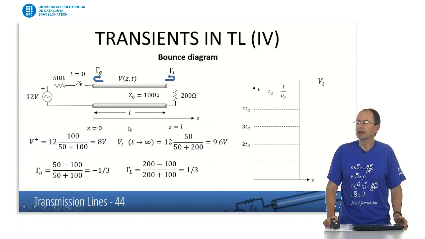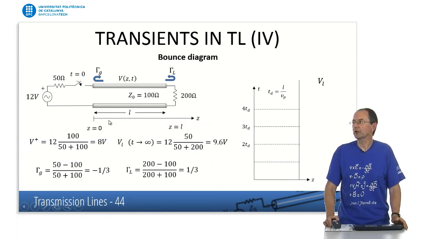Now, let's take a further example, a more complicated one, when we have mismatches both at the input and output ports of the transmission line.